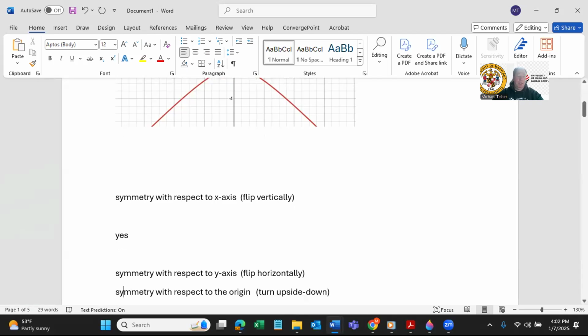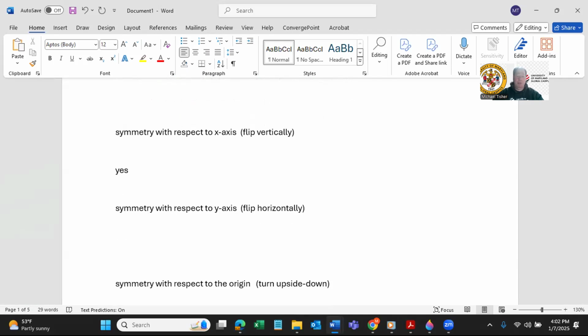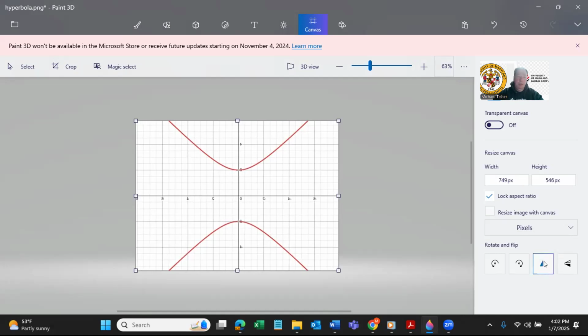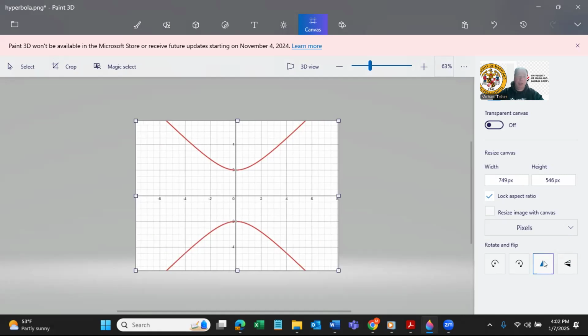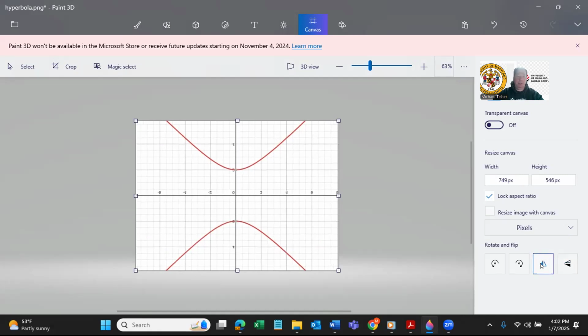Next, we're going to test for symmetry with respect to the y-axis, which means we'll flip it horizontally. So let's flip this horizontally and see what happens. Okay, we flip it horizontally. Looks like it's the same graph, right? Amazingly enough. So we have both of these symmetries here. So it's the same graph once again. And so we can say this definitely has symmetry with respect to the y-axis.